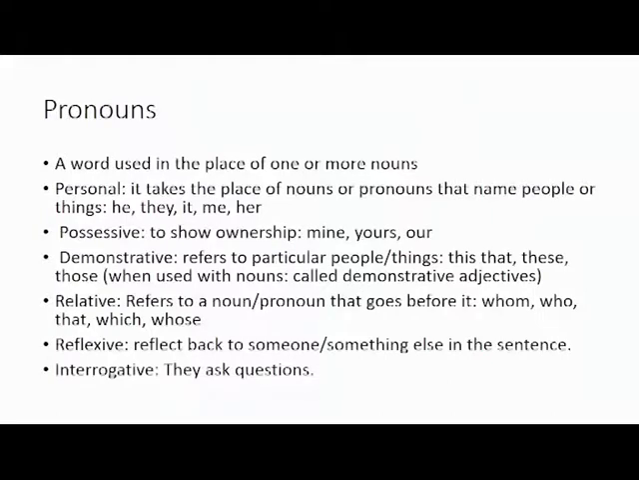And then we have pronouns. A pronoun is a word used in the place of one or more nouns. We have a personal pronoun, which takes the place of nouns or pronouns that name people or things. For instance, he, they, it, me, or her. Then we have possessive pronouns that show ownership, such as mine, yours, and ours. We also have demonstrative pronouns, which refer to particular people or things. For instance, this, that, these, and those. When used with nouns, they are called demonstrative adjectives.